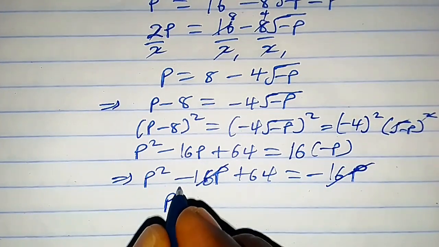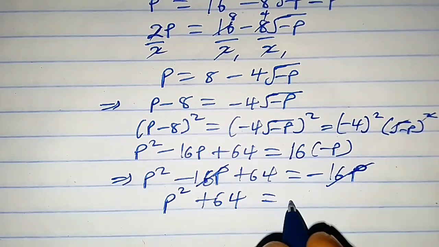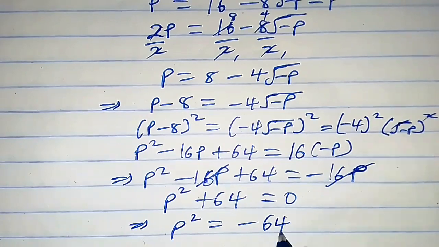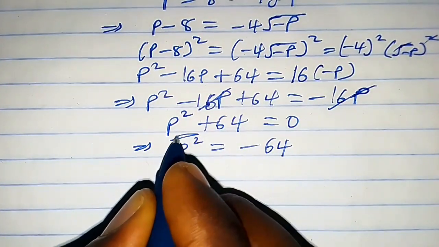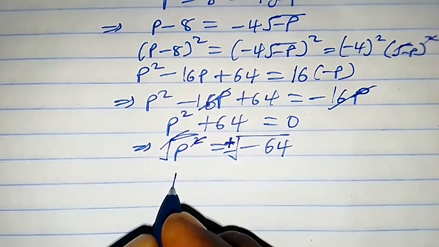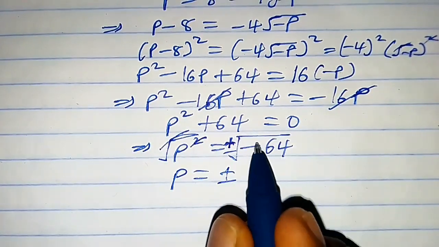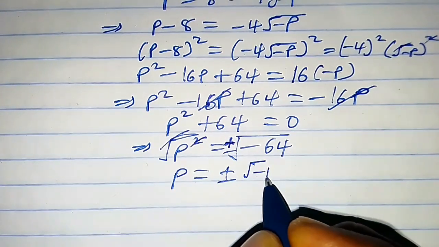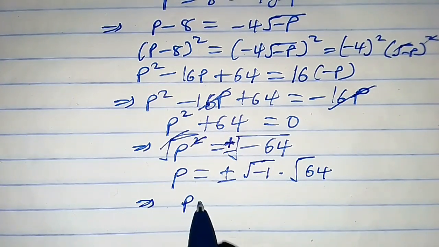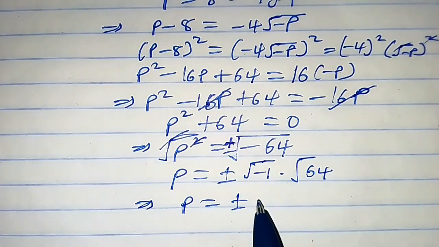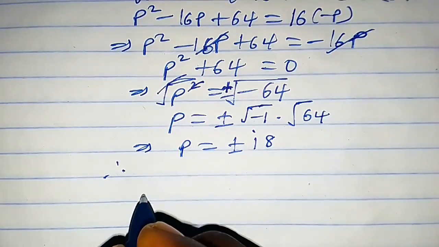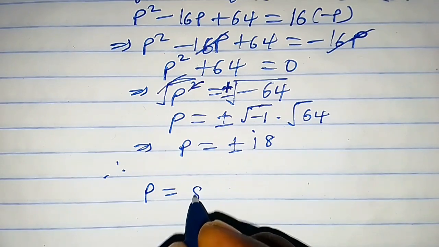So we are left with p squared plus 64 equals 0. So rewriting this, we have p squared equals negative 64. We take the square root of both sides. We're going to have plus or minus. So this cancels this, and we have p equals plus or minus. We can write this as square root of minus 1 times square root of 64. So this implies that p equals plus or minus square root of minus 1, that is just i, times square root of 64, that is 8. Therefore, the value of p equals 8i or minus 8i.